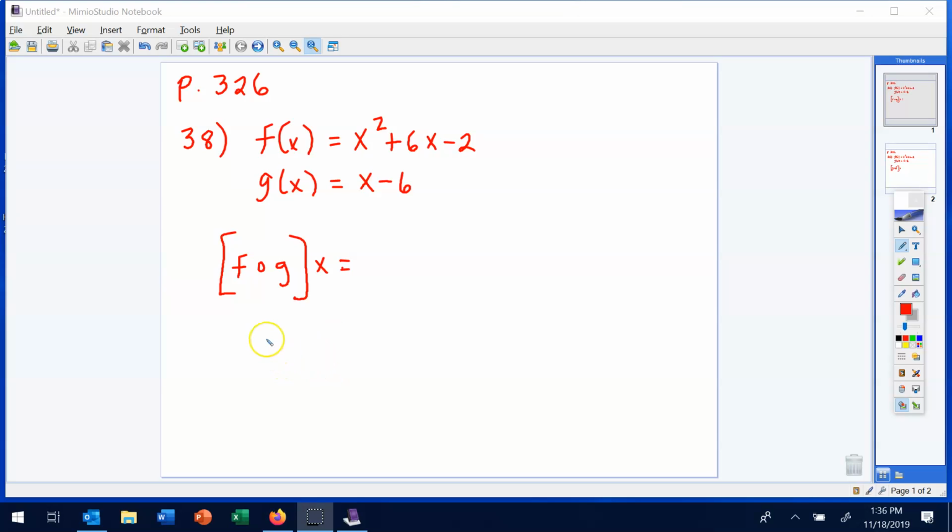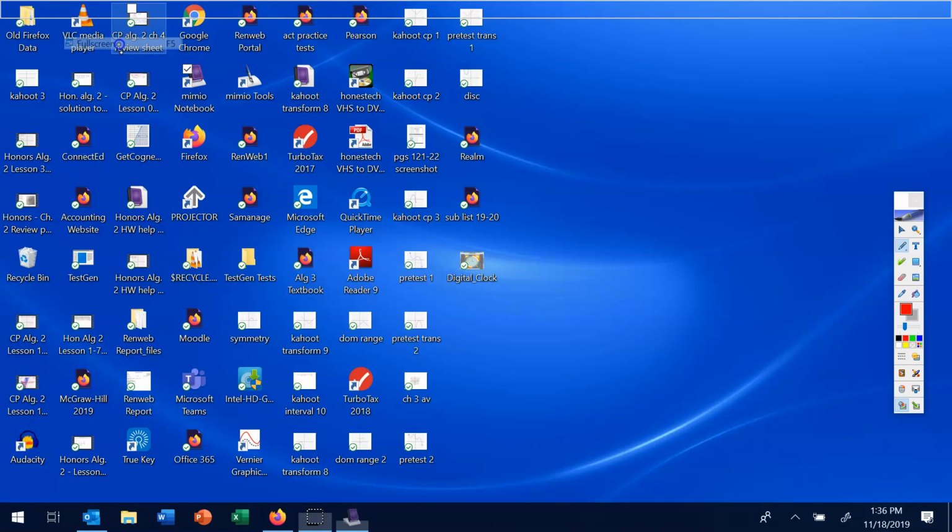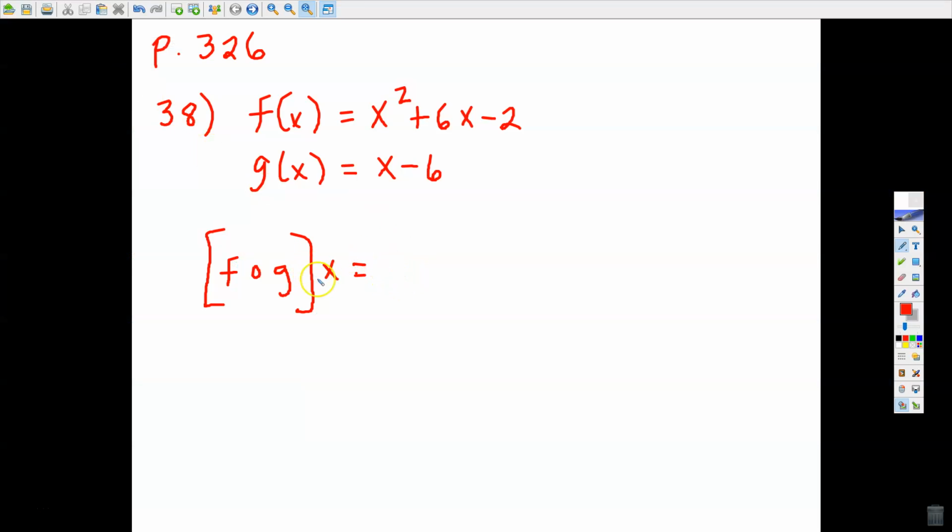Here's some homework help on lesson 5.2. This is page 326, problem number 38. The directions are to find f of g of x, and then we're also going to find g of f of x if they exist, and then we're supposed to find the domain and range for each of the composed functions. So I'm going to start with f of g of x.